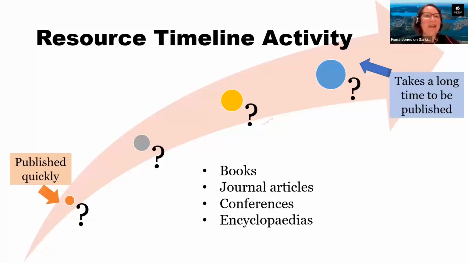Thanks, Gemma. So we're going to begin with an activity. We're going to think about 4 different types of resources: books, journal articles, conferences, and encyclopedias, and think about which ones are published quickly and which ones take a long time to be published.